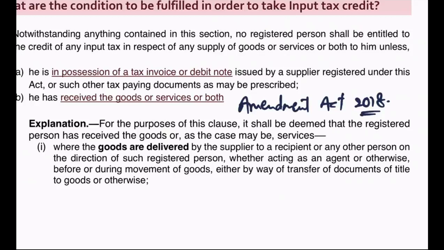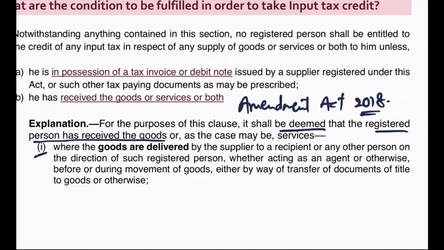As you can see on this page, the explanation says that for the purpose of this clause, it shall be deemed that the registered person has received the goods, or as the case may be, the services. So only the service part has been added here, and this clause 1, as you can see on the screen right now, is already written there. So earlier the explanation was only for goods, now it has been extended for services also. So that's the only change.